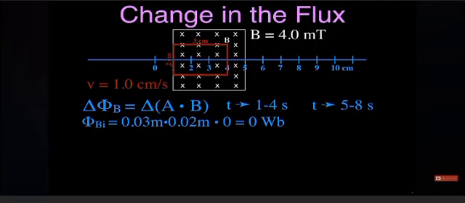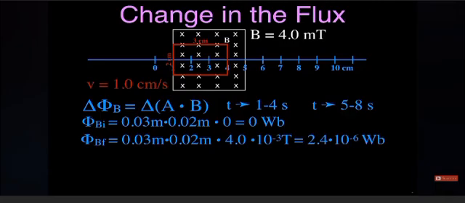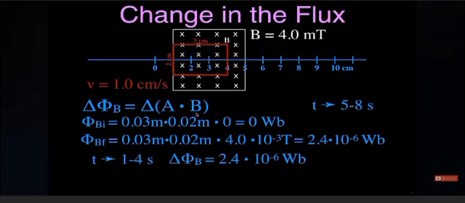And as we moved in, we can calculate our magnetic flux as our area times our field strength, which is 4 milliteslas, and this would give us our final magnetic flux of 2.4 times 10 to the power negative 6 Webers. So this would be the change. We're going to say 2.4 times 10 to the power minus 6 minus our 0. So this would be the change that's taking place between 1 and 4 seconds.